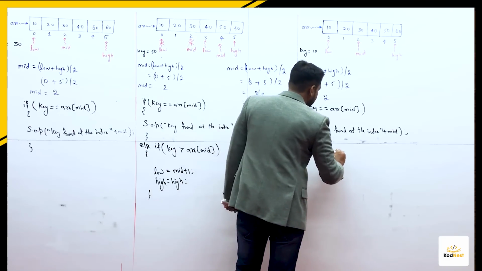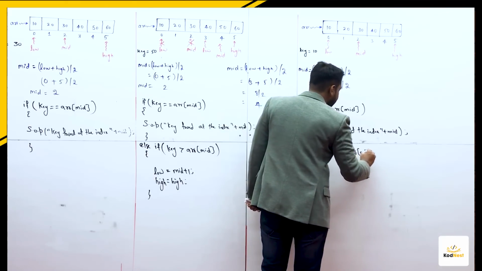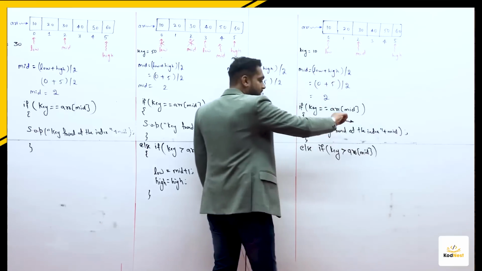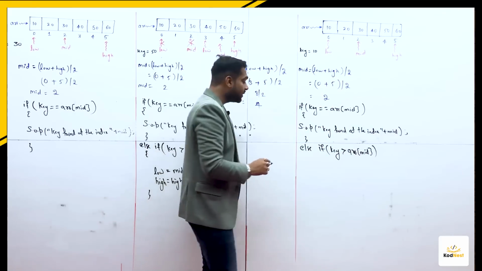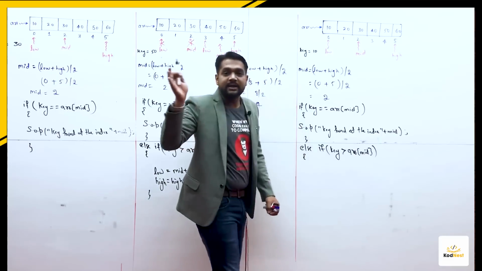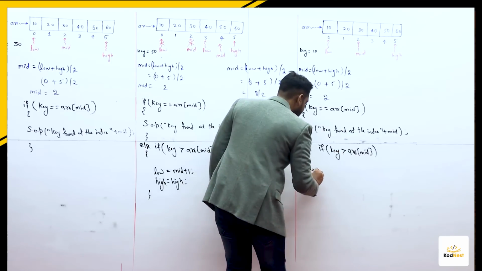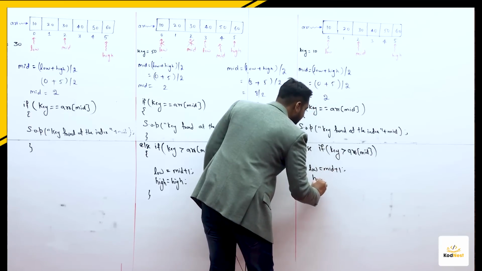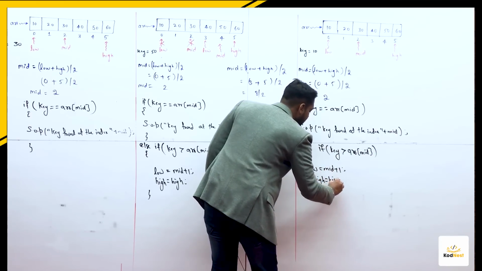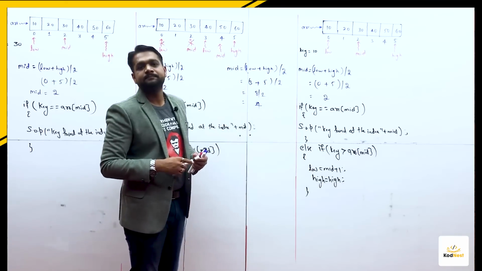if at all the key is greater than array of mid. If it is not matching, we are checking whether it is greater than array of mid. If it is greater than array of mid, what are we doing? We are taking low, making it point to one level ahead of mid. Correct? Take low, point to one level ahead of mid. Let high be there only. This is what pretty much we did.